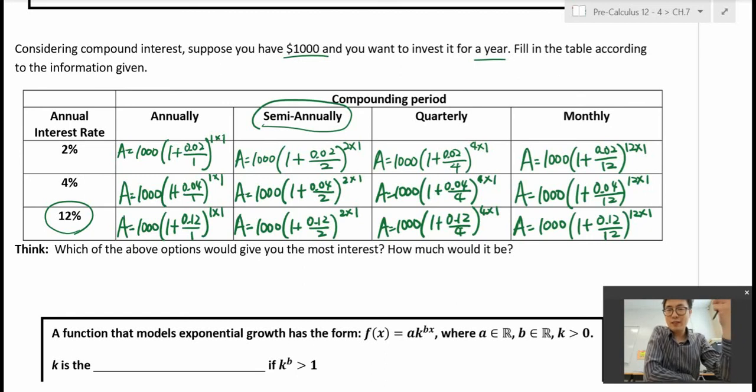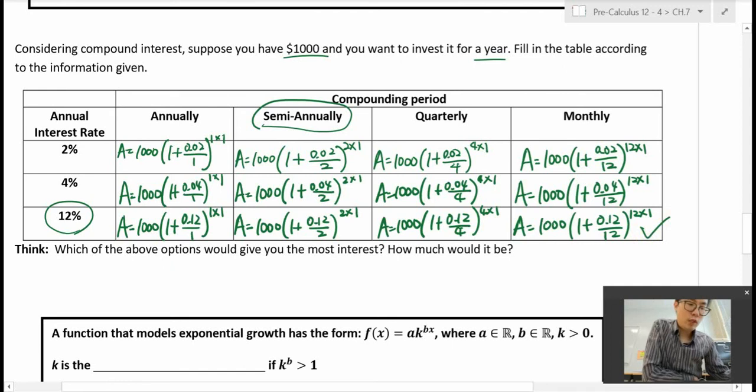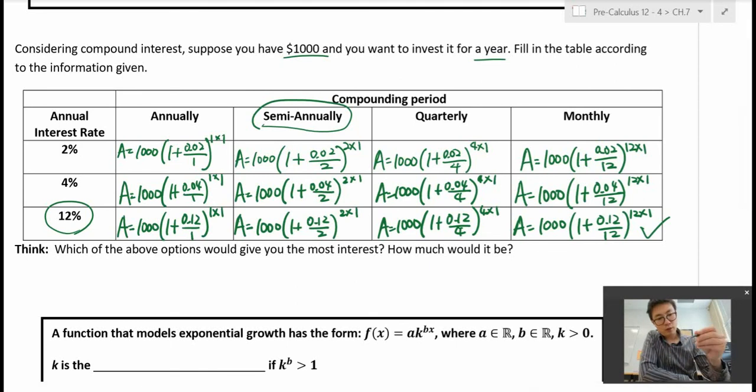And of course, it makes sense because once you get the interest for that month, then that interest for that month will actually earn interest for the next month, right? So even though the difference might not be huge, it does make a difference, okay? It does make a difference. So this one would be the most amount that you'll get, because it's most frequent and has the highest interest rate. So you can put this into a calculator and get your answer.